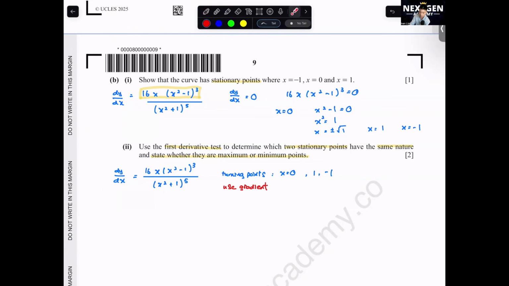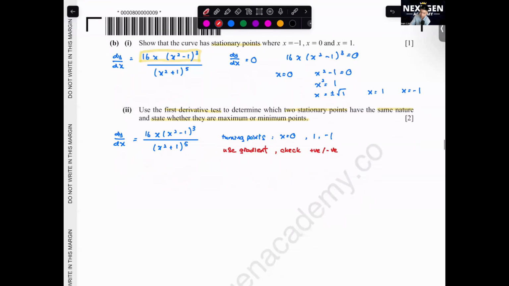We also look at this entire value here. Do we need to sub in every single one? Otherwise it's going to take a long time to sub in, and it's only a 2-mark question. I want you to look at the nature. If you sub in any value into the bottom, your 0, 1, or -1, 0 squared plus 1 to the power of 5, 1 squared plus 1 to the power of 5, and -1 squared plus 1 to the power of 5, this part will always be a positive value. We only need to check whether the gradient is positive or negative. In fact, we don't need to know the value. Don't need to solve for the value of it.